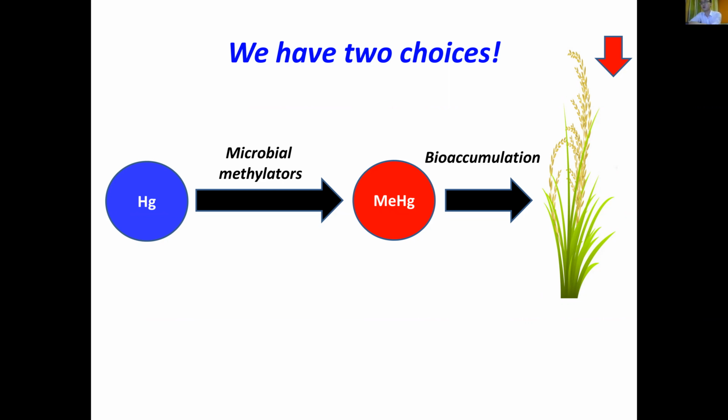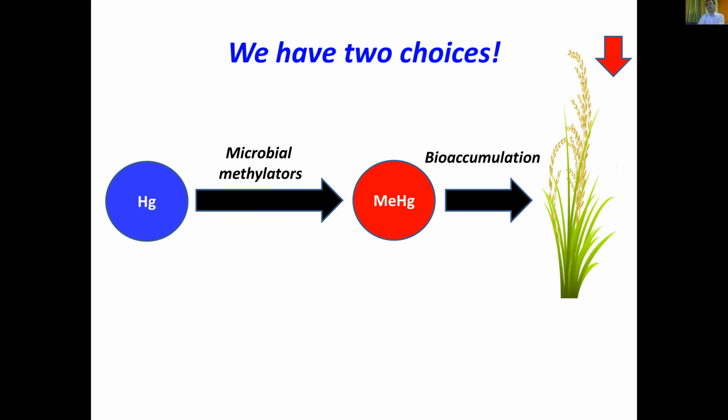And the second process that controls the methylmercury bioaccumulation is the bioaccumulation process itself. That means how much methylmercury in the soil can be taken up by the rice plants or the crops and being accumulated in the rice plants. So it's very simple that these two processes, the first the methylation process and the second the bioaccumulation process, will control the risk of mercury in the soils, in the farming soils.